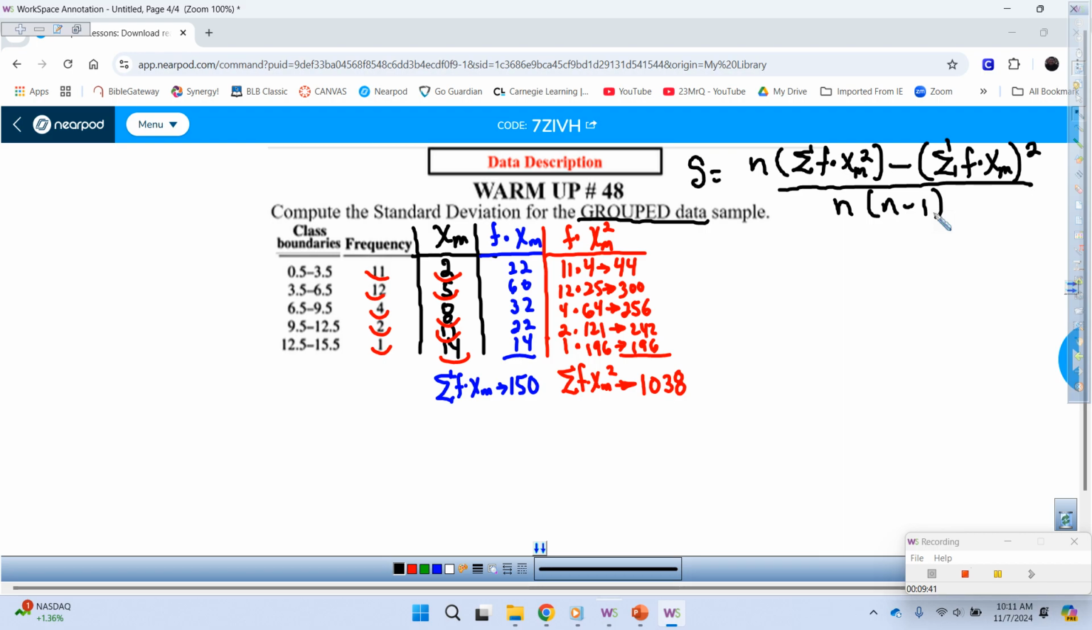Ooh, Melina in the house. Let's go. All right. So, let me highlight what you need to substitute in there. In blue, the blue goes here. And the red goes here. And N, let's see, how many total frequencies do we have, everyone? 30, all right? So that's our N.